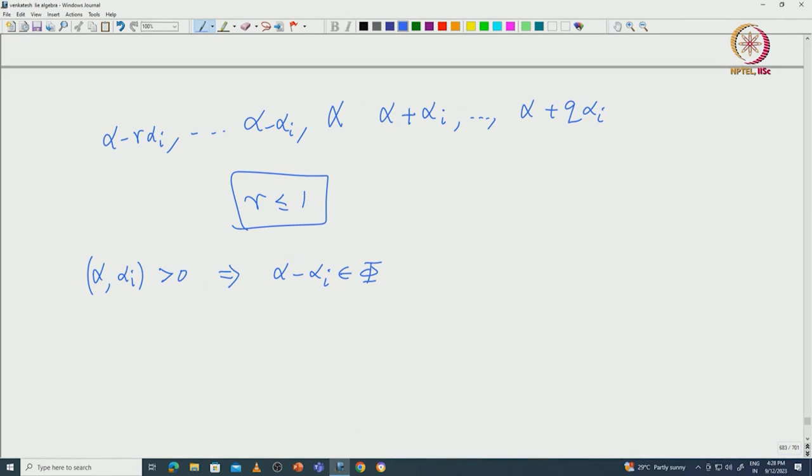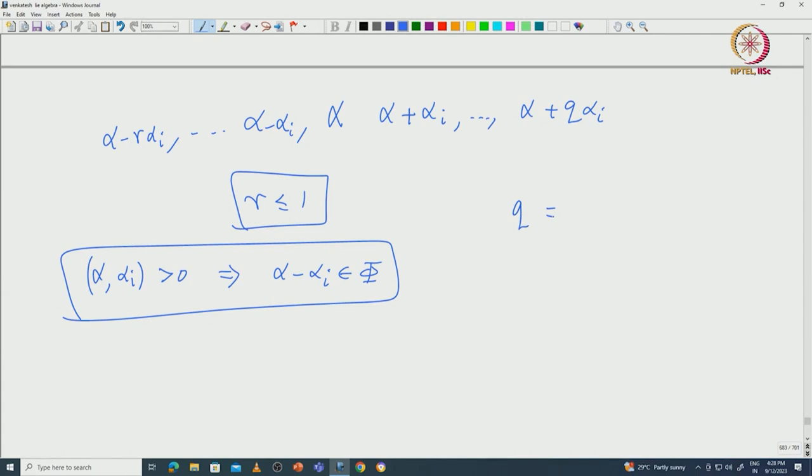So this integer r can either be 0 or 1. For each root alpha of height 2, the integer r for the string through alpha can be determined. That is because it can be at most 1, and we have some way of understanding when it can be 1. So from this you can immediately determine what q is.